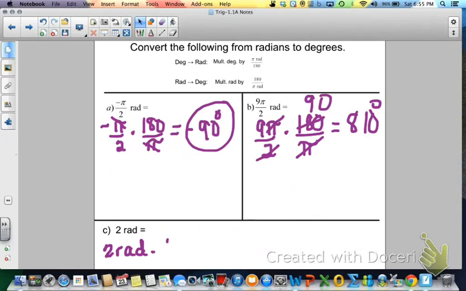For 2 radians, we're going to multiply by 180 over pi. I'm not going to have pi's that neatly cancel out, so I'm going to multiply across to get 360 over pi for my exact answer. And then I can just put that in my calculator to get an equivalent of 114.59 degrees. So this is the last of the examples for the first half of section 1.